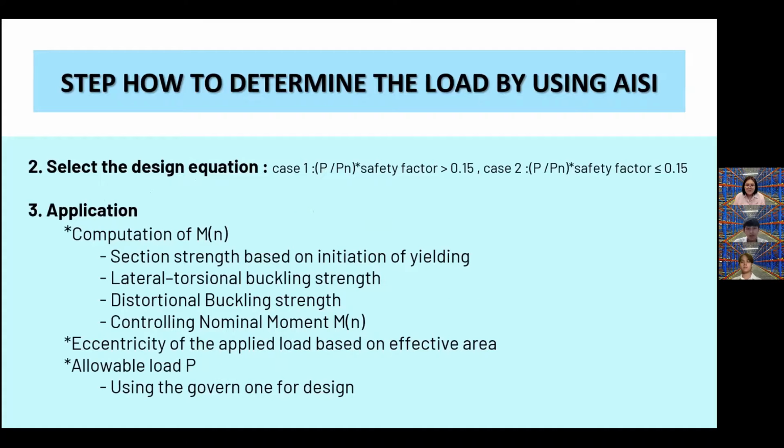Next step, we select the design for the combination of compression and flexural members to calculate the allowable load. Then we compute the nominal moment from the 3 buckling modes, which are section strength, lateral-torsional, and distortional buckling strength, multiplied by the section modulus to obtain the nominal moment. In the end, we combine both the nominal load and moment to obtain the allowable load.